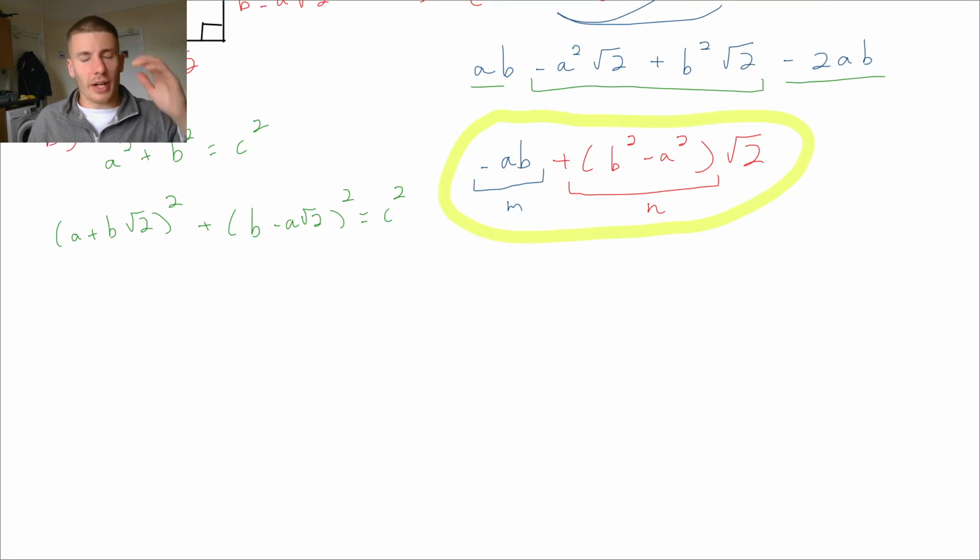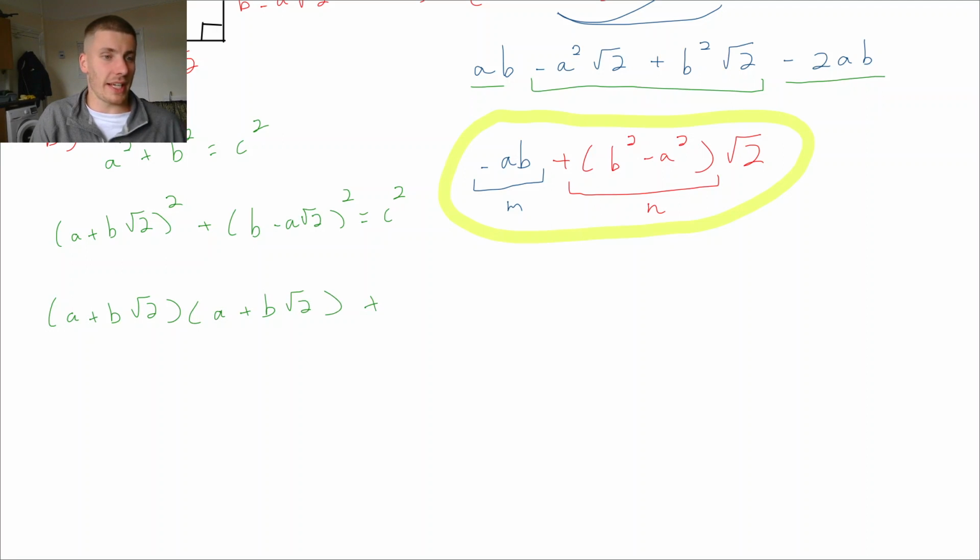Okay, and then just a case of working through this, being really, really careful. So the first bracket is going to give us a plus b root 2. We're squaring it, so we're just timesing it by itself, a plus b root 2. That's the first bracket. We've then got the second bracket, which is going to be b take away a root 2, and we're timesing it by itself, b take away a root 2, and that all being equal to c squared. And then we just got to go carefully and work through expanding our pairs of double brackets.